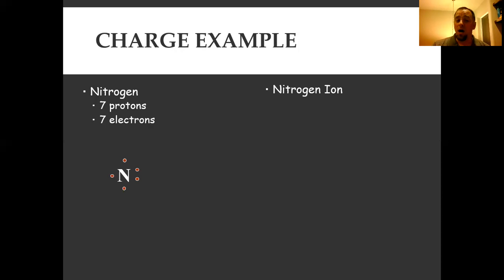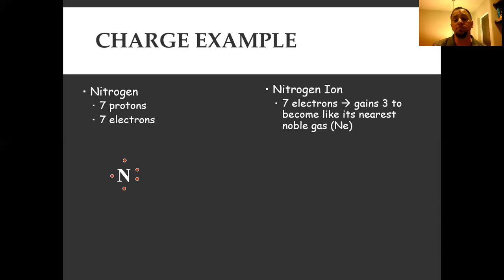For the nitrogen ion, we want to have a full valence shell. So with 7 electrons, it gains 3 to become like the nearest noble gas, which in this case is neon. So it has to gain 3 electrons. On the periodic table, neon is 3 spaces to the right of nitrogen. So it needs to gain 3 electrons to be like neon. So 7 protons, and now we have 10 electrons after that nitrogen atom gained 3 electrons.